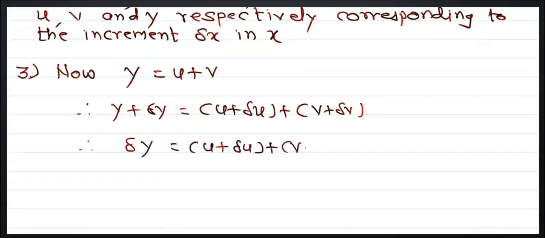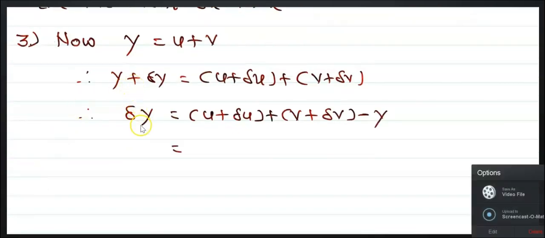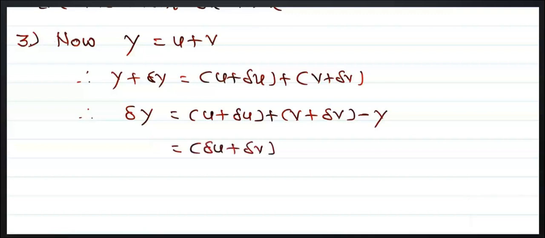Therefore, now this can be again written as delta y is equal to u plus delta u plus v plus delta v minus y. But what is the value of y? y is u plus v. We will substitute and cancel it. That is delta u plus delta v.